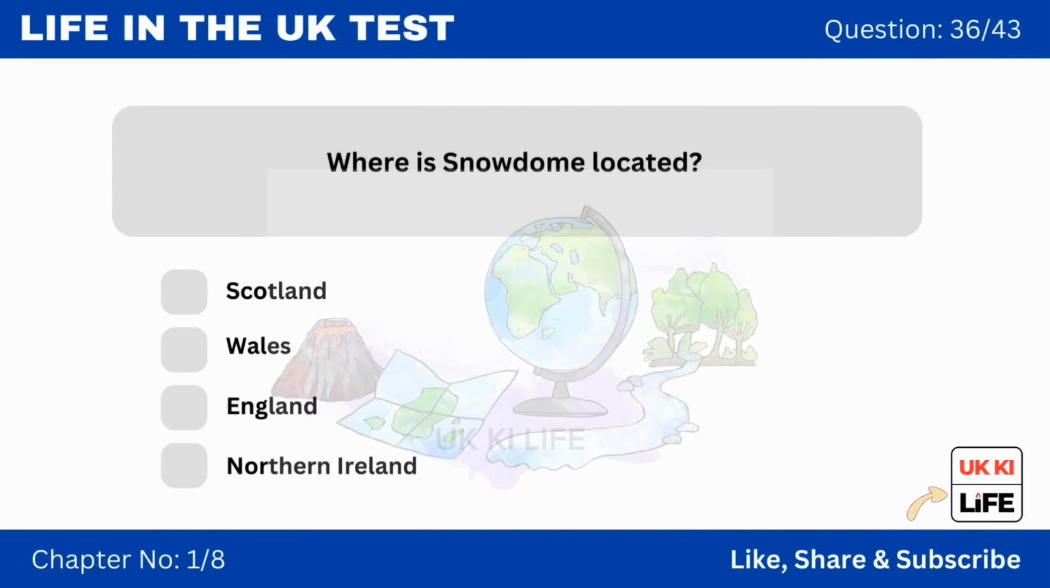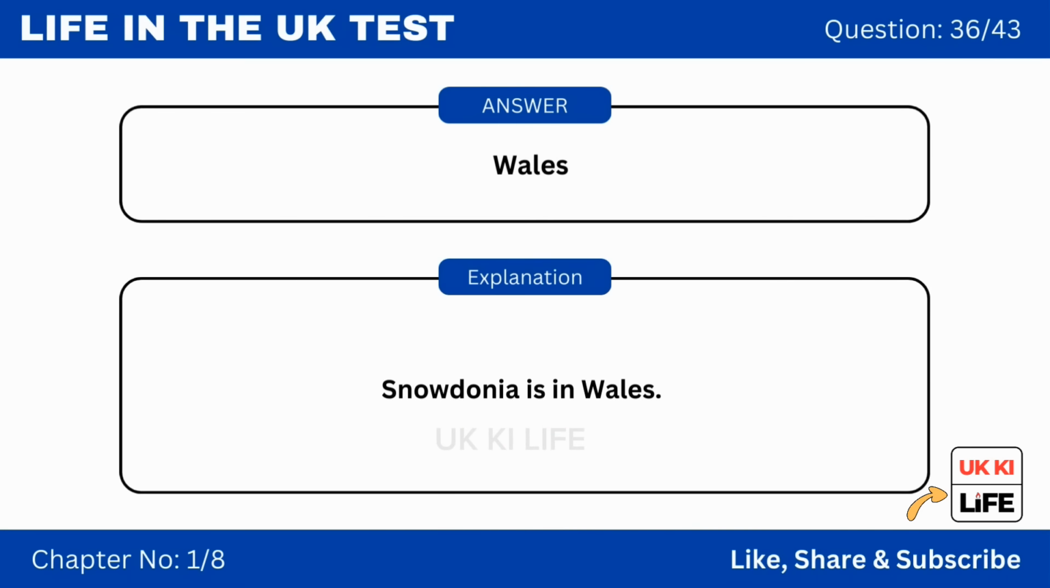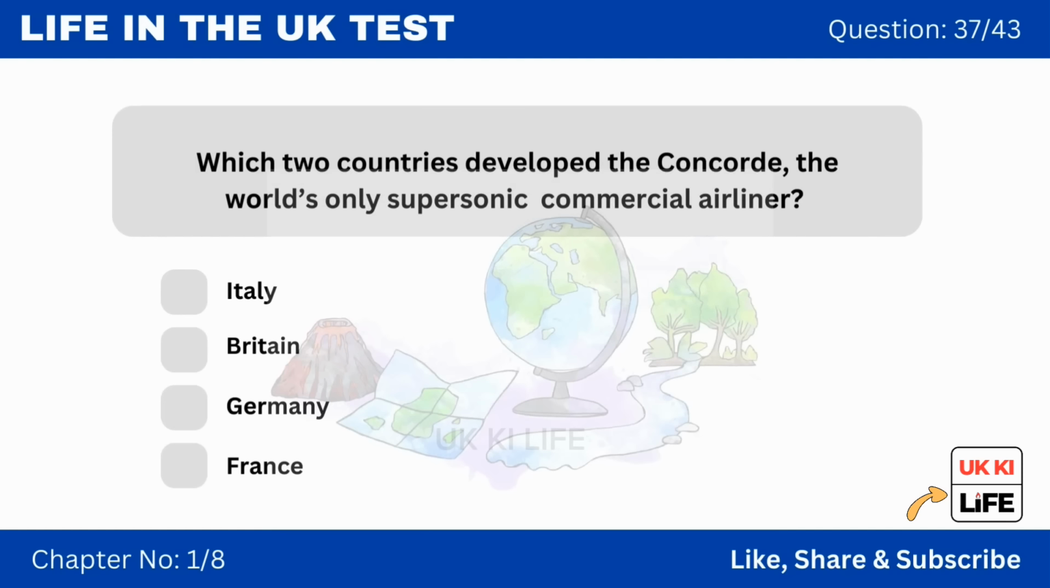The correct option is B. Explanation. Snowdonia is in Wales. Question 37. Which two countries developed the Concorde, the world's only supersonic commercial airliner? Italy, Britain, Germany, France.